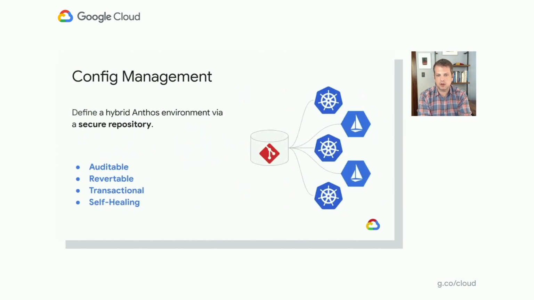Config management stores that configuration in a secure repository and then rolls it out to all of your Kubernetes clusters and to Anthos Service Mesh. And that means all of your configuration is auditable, that there's a record of every change that's made to the environment stored in that Git repository.